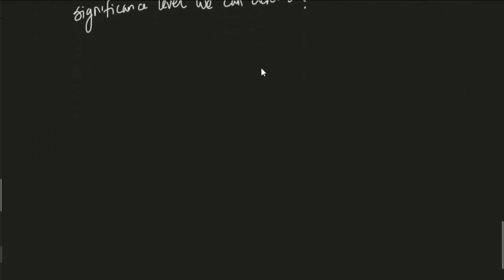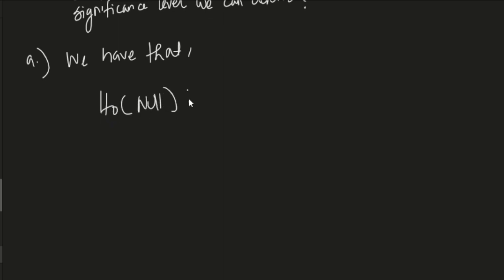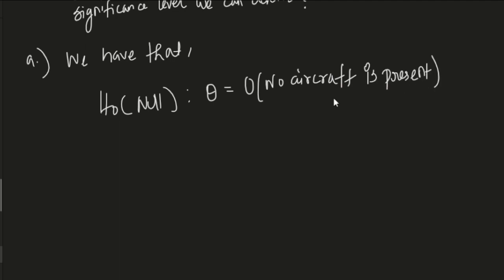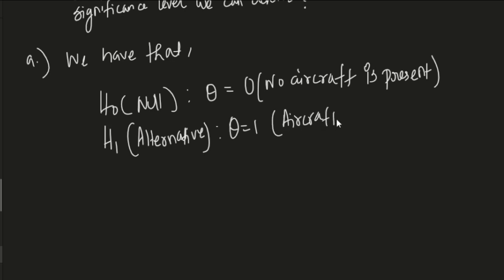So the simple hypotheses are as follows. Part A, we have that H0, which is the null hypothesis, can be written as theta equals 0. That is, no aircraft is present. Then we have H1, which is basically the alternative hypothesis, and this is theta equals 1. That is, aircraft is present.